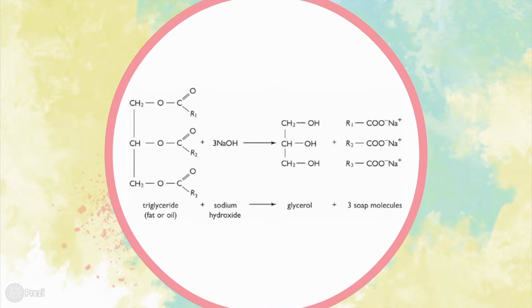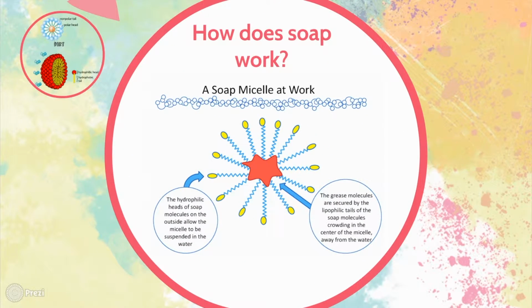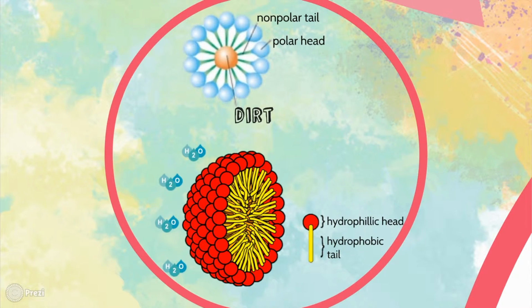Here's another representation of the saponification reaction. As you see, for every triglyceride, you get 1 glycerol molecule for every 3 soap molecules. Now that we know how to make soap, let's talk about how the structure of our soap molecules make an effective cleaner. The fatty acid carboxylate chains that are produced have polar hydrophilic heads and nonpolar hydrophobic tails.